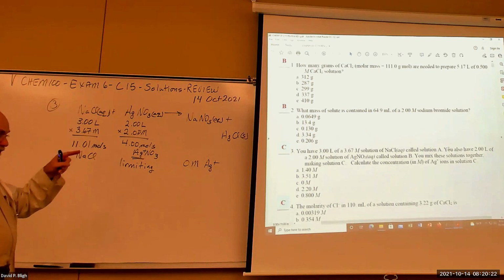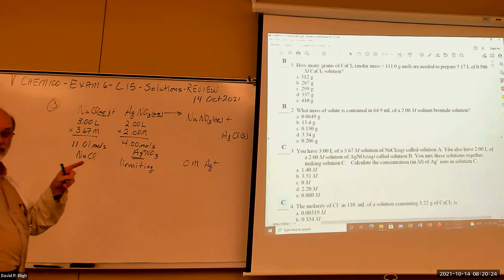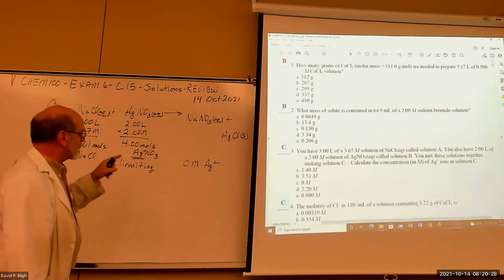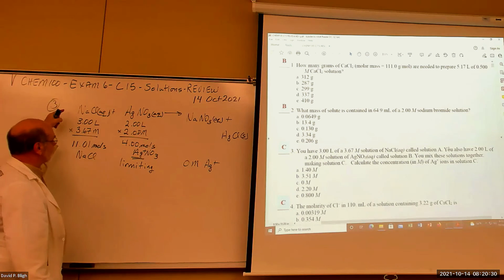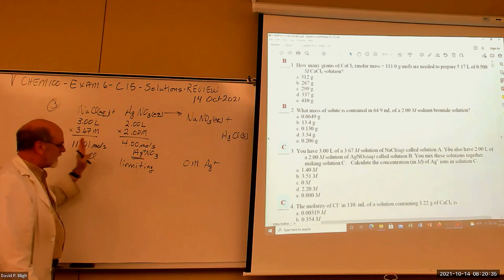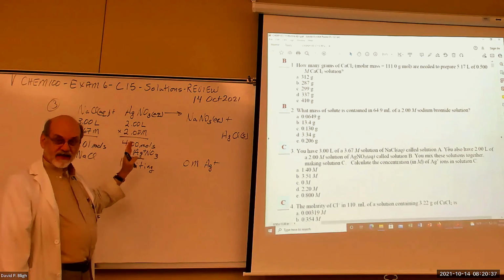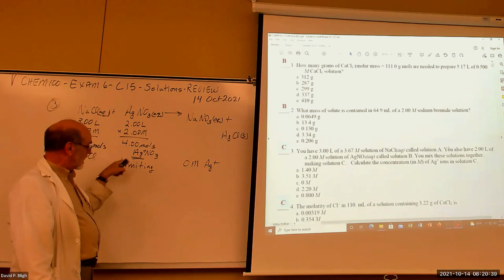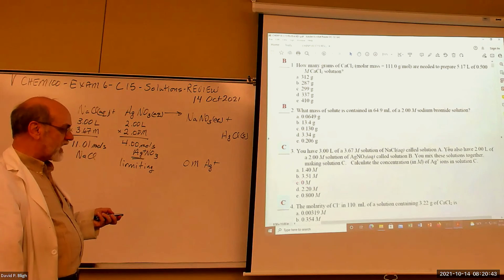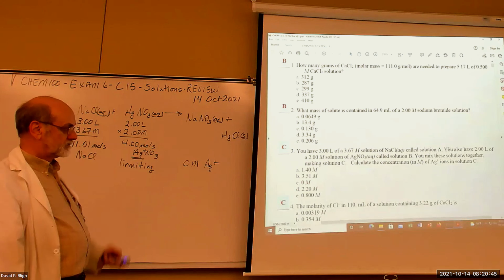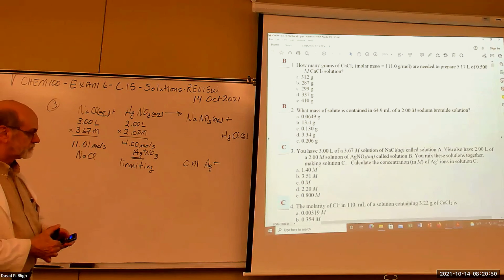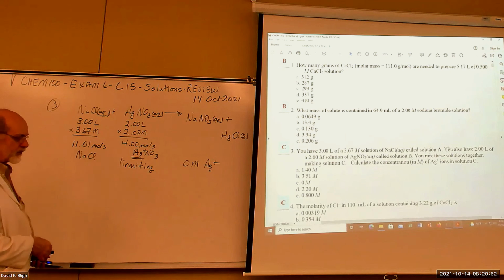So 3 looks like a really hairy problem. And I could have made it that way. But I just wanted you to be able to write the equation, put the information in, find out which one's limiting, and see from that determination that there's no silver left. So the answer is 0 molar. There is no silver left in solution. It's all consumed. All right, that was 3.